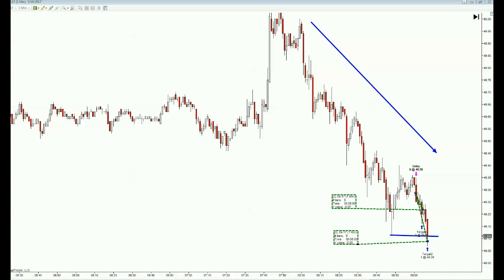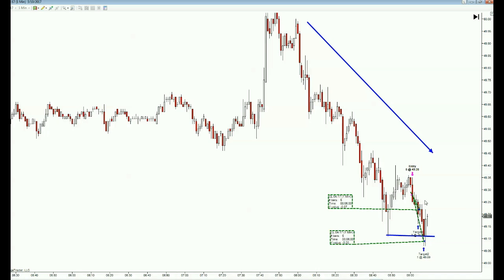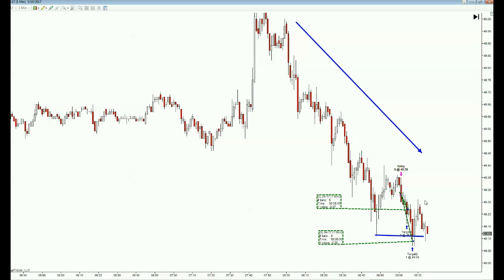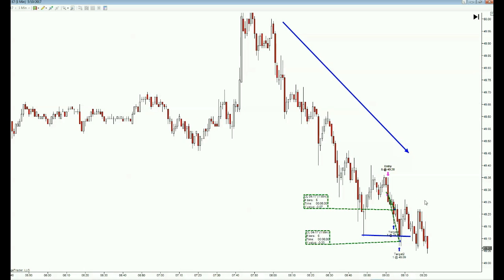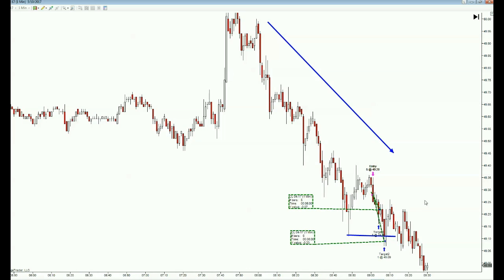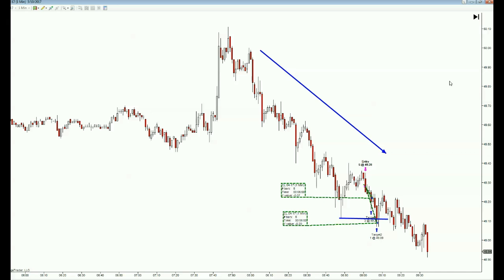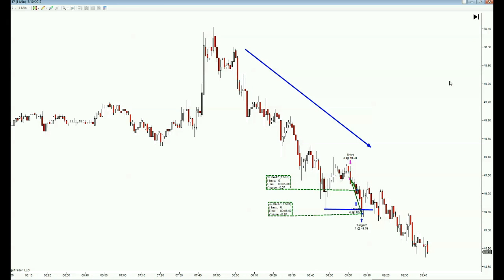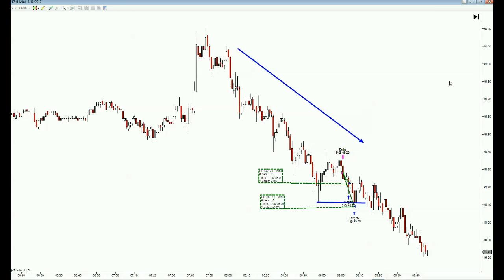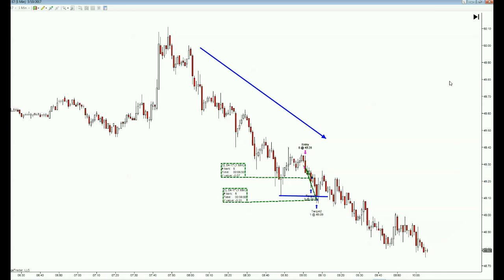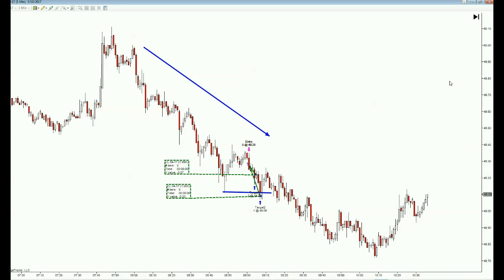All right, so we're just looking for the pullback, and then for price to tell us that it's failing to do something, and then we get on board, make sure that risk reward is okay for everything, and then we keep on running. And as you can see here, price just keeps on rolling down farther and farther. Let's go ahead and open this thing up here so that we can track price. And for the rest of the day, price continues to fall to the downside.